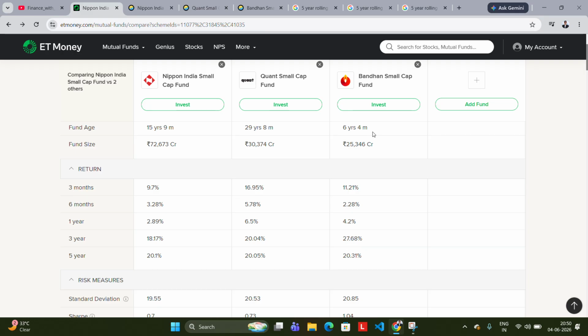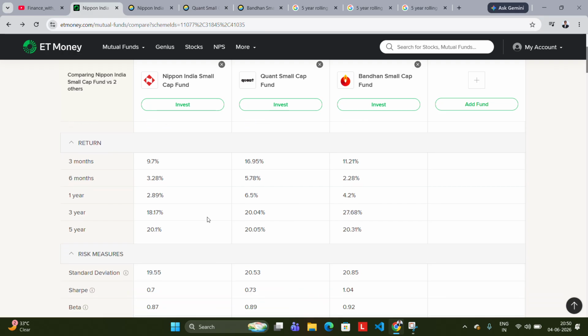Because it is the smallest AUM fund, it can enter and exit any stock at any time it wants, easily, with respect to these two. Because if even 1% or 2% of their AUM is invested in any company, it is very huge. Okay. And in the 5 year returns also, Bandhan Small Cap is the highest.